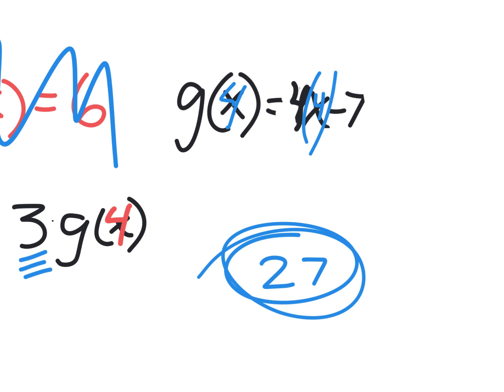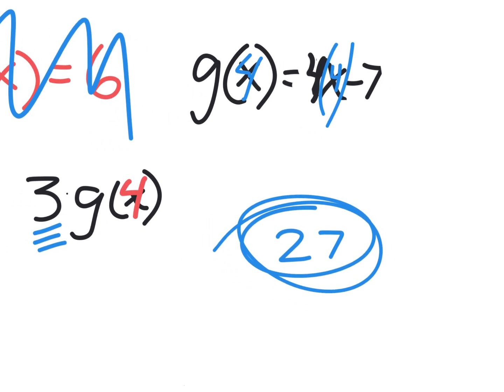Let's make sure you get that. We stuck a 4 into the g function. 4 times 4 is 16 minus 7. 16 minus 7 was 9. Then 3 times that. 3 times the 9, 27. Yes? Can you get rid of the 3? Or is that just part of the final equation? The final answer here is 3g of 4 is 27. That's what you would write.